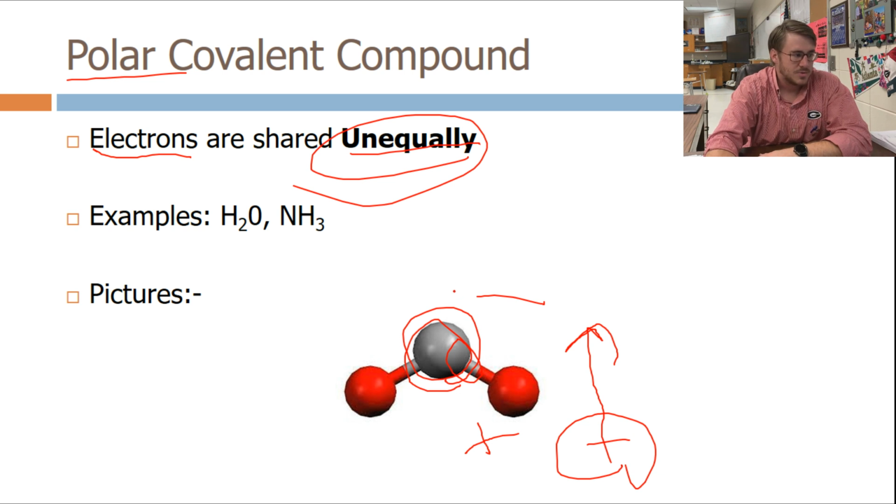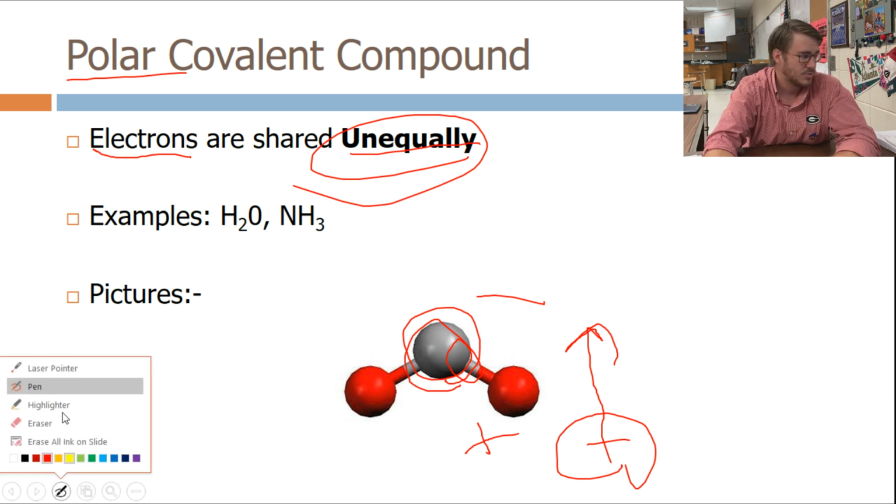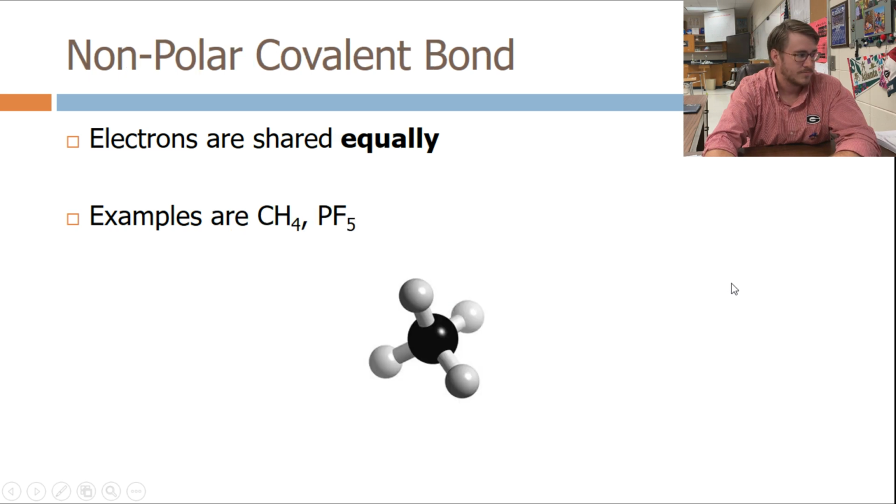So electrons tend to spend more time there. That causes the bond to actually flex a little bit. It gives it a positive end over here, a negative end over here. That makes it polar. It also makes it dissolvable in water. So that's just an interesting point worth noting.